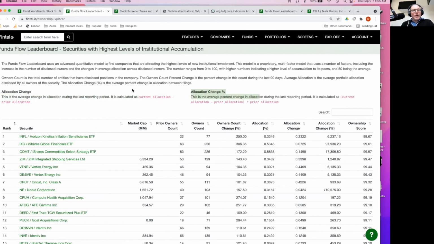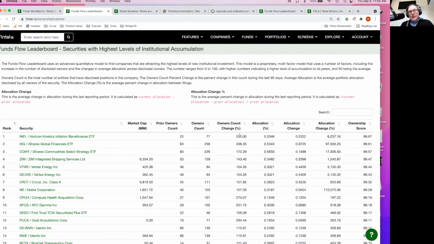No, I'm sorry, these are not the two factors in the funds flow leaderboard. The two factors are the owner's count change and the allocation change. I need to make this a little clearer. We calculate the base number, the prior owner's count and the current owner's count, and then figure out what that change is. It's 250%. We also calculate the change in allocation, which is our second factor.